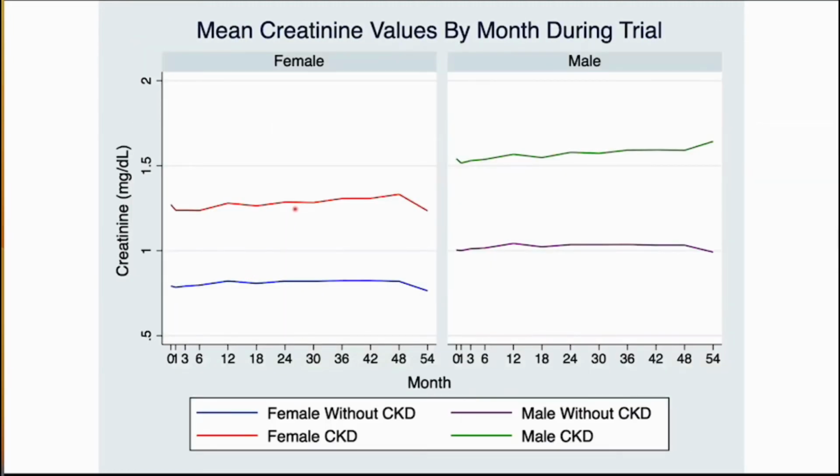These are mean creatinine values by month during the duration of the trial. I've got one of these zoom markers right blocking my view of what I'm trying to show here. So the red is females who had CKD at baseline. The blue is females who did not have CKD at baseline. Males who did not have CKD at baseline are in purple. And the green is males who did have CKD at baseline.